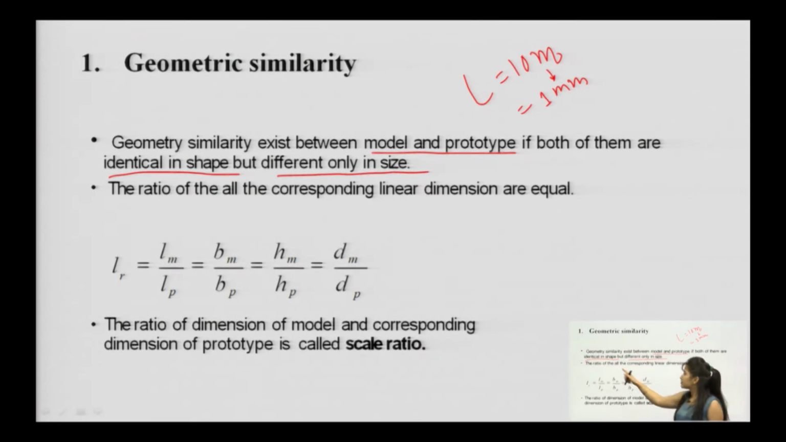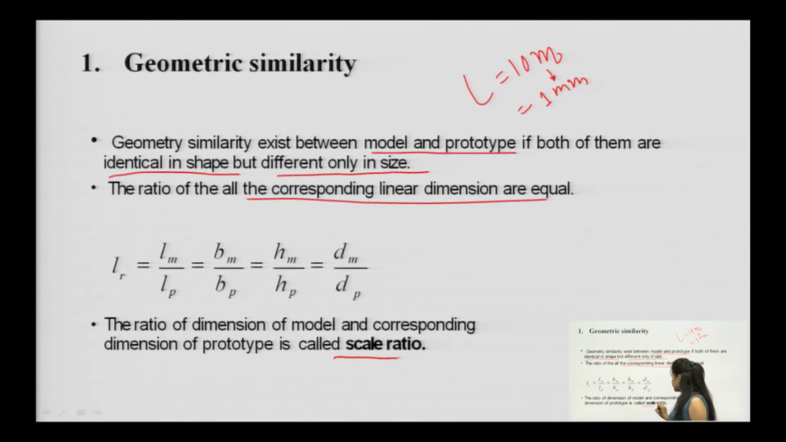So, the ratio of all these corresponding linear dimensions will always be equal. That is, if you are talking about length, then length of the model by length of the prototype will always be equal to breadth of the model by breadth of the prototype, and hence height of the model to height of the prototype, or depth of the model to the depth of the prototype. This is the geometry which we have already told, I have given you the brief. So, the ratio of dimension of models and corresponding prototype dimension is termed as scale ratio.